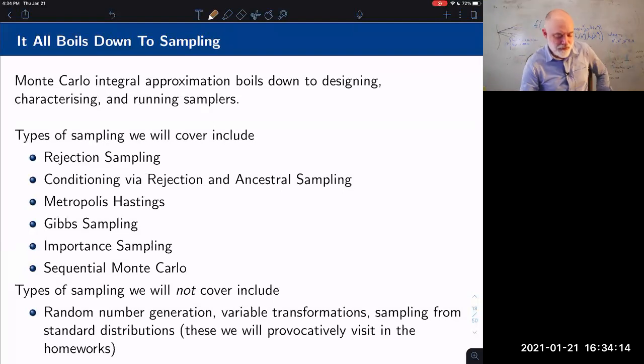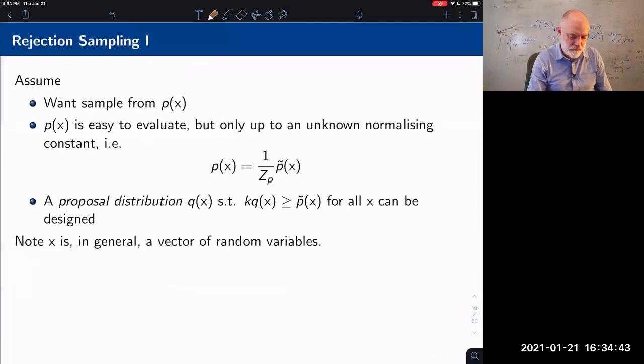Okay. Anyway, so it all boils down to sampling. Monte Carlo integration boils down to designing, characterizing, and running samplers. We'll cover lots of samplers, and we'll do it multiple times so they stick: rejection sampling, conditioning via rejection and ancestral sampling, Metropolis-Hastings, Gibbs, importance sampling, sequential Monte Carlo, and so on. The things we won't cover, except provocatively in at least one of the homeworks, are random number generators and sampling from standard distributions, which is an interesting endeavor to think about.